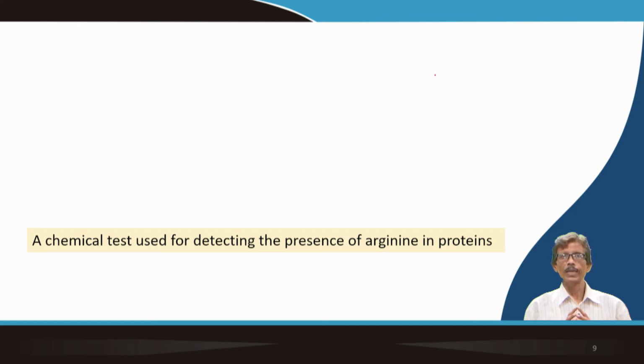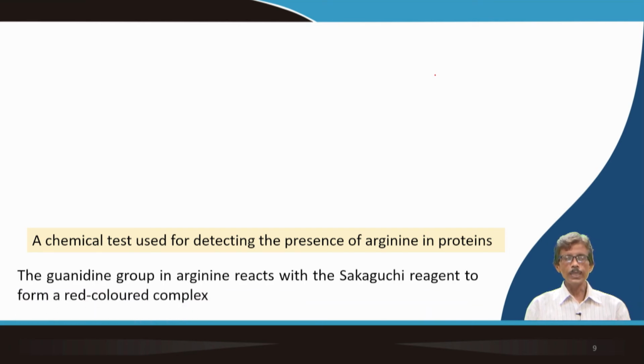A very important chemical test, which as chemists we should always know, is how to detect arginine, and if arginine is present in proteins, how we can determine its amount in those proteins. Arginine has a guanidine group, and that guanidine group reacts with the Sakaguchi reagent. Sakaguchi, a Japanese food scientist, introduced this test, which forms a red colored complex.